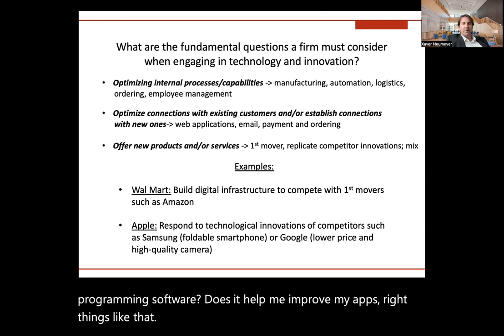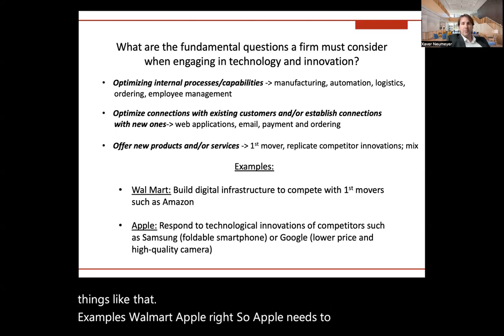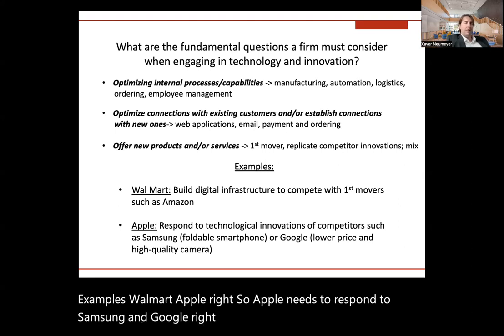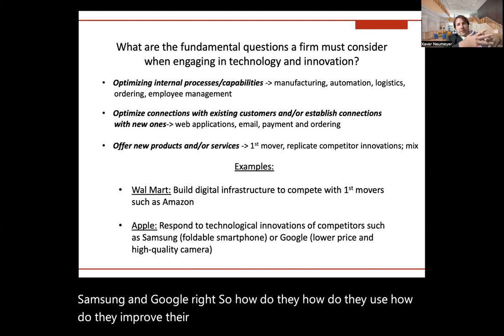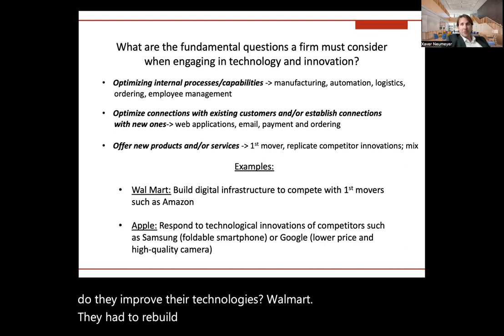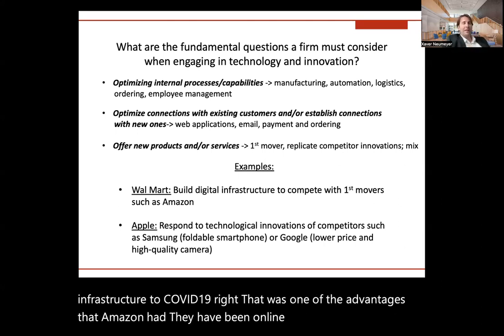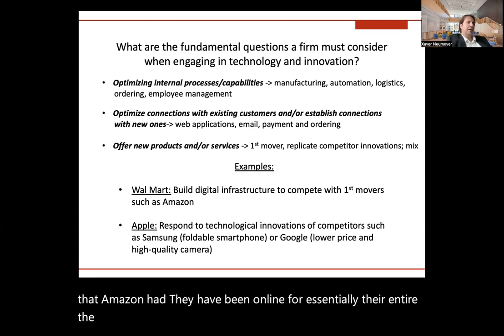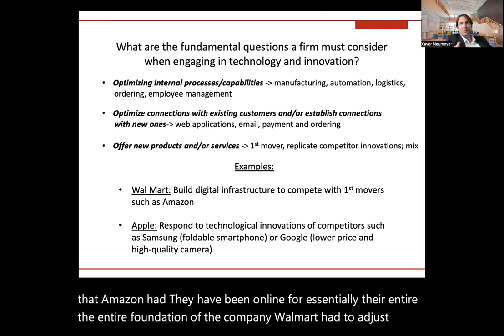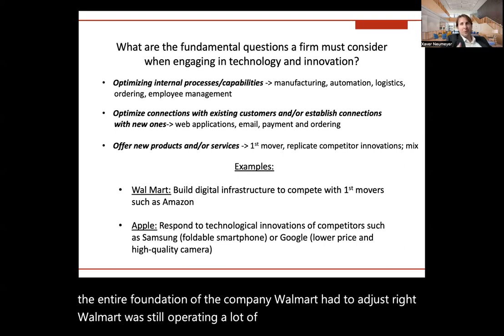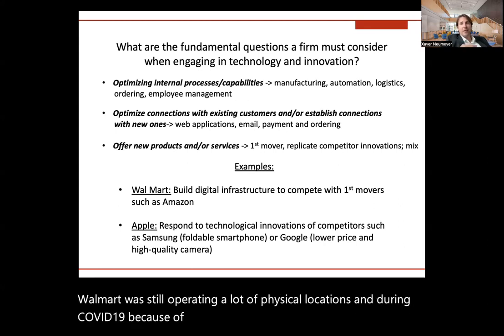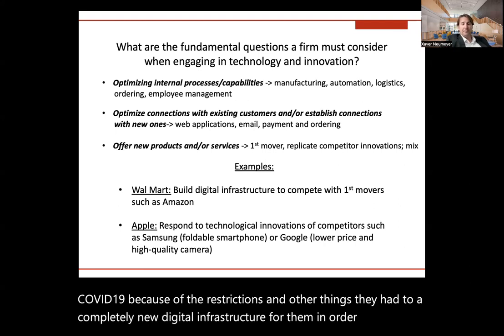Examples, Walmart, Apple, right? So Apple needs to respond to Samsung and Google, right? So how do they improve their technologies? Walmart, they had to rebuild their infrastructure a little bit, adapt the infrastructure to COVID-19, right? That was one of the advantages that Amazon had. They've been online for essentially the entire foundation of the company. Walmart had to adjust, right? Walmart was still operating a lot of physical locations, and during COVID-19, because of the restrictions and other things, they had to build a completely new digital infrastructure in order to be able to compete.